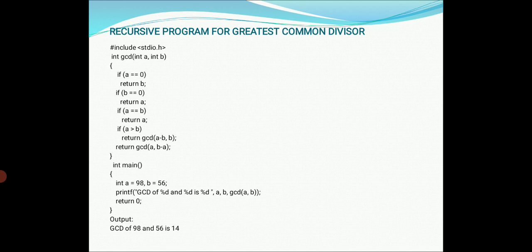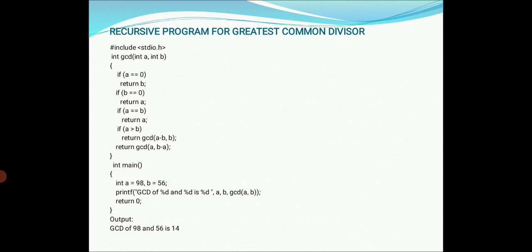This is the recursive function for finding the GCD of any two integers. If a is double equal to 0, it returns the value b. If b is double equal to 0, it returns the value a. If a is double equal to b, it returns a. If a is greater than b, it returns the recursive function gcd(a minus b, b), or else returns gcd(a, b minus a). So this is the recursive function.